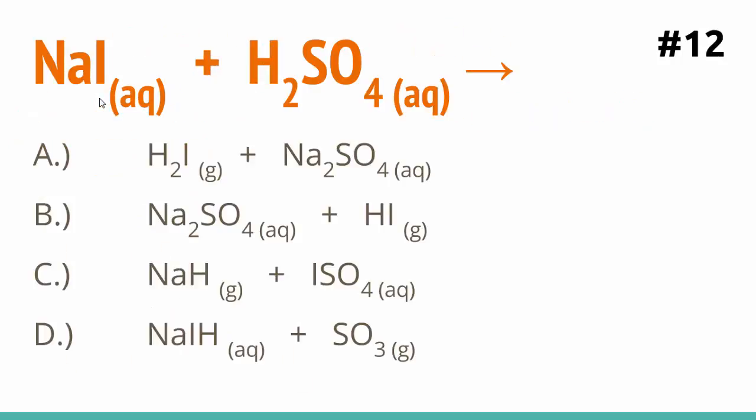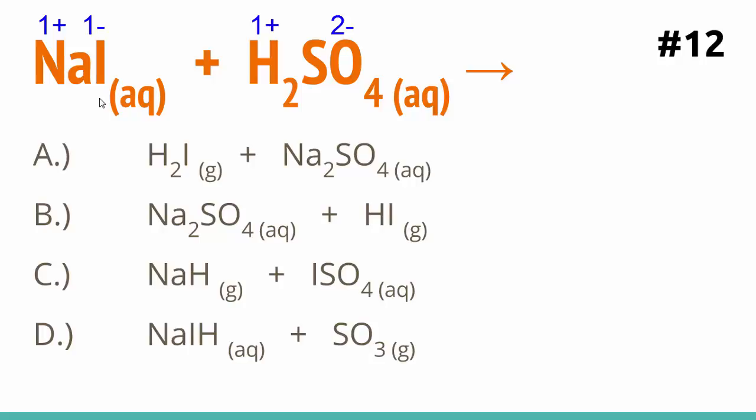Number 12, we've got a double replacement reaction here again. Sodium iodide is combining with sulfuric acid. And the two products will be the combinations of those two things reversed. Sodium will go with sulfate. So right away I'm looking at my choices and I'm thinking, well, that's got to be either A or B, and you'd be correct. And the other one will be hydrogen with iodide.